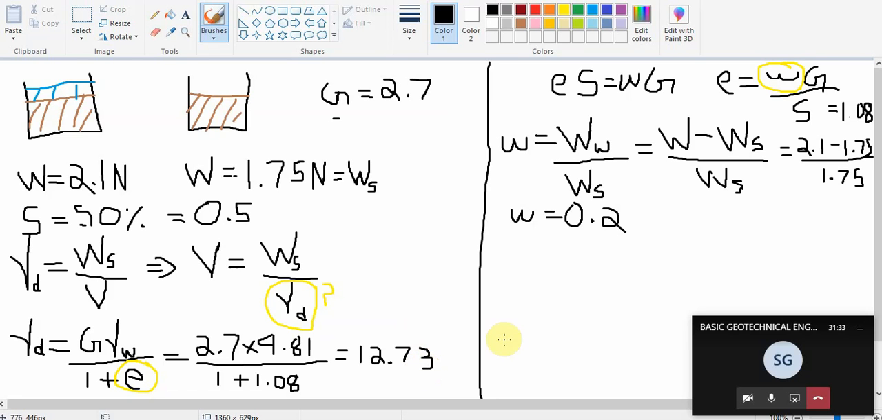Kilonewton per hour. This is 9.81 kilonewton per meter cube. So here also it will be 9.81 kilonewton per meter cube. Okay. So now we have dry unit weight. Now substitute the value of dry unit weight here and find the volume.